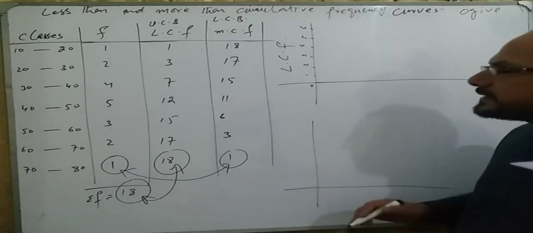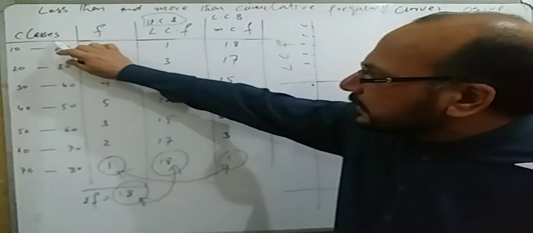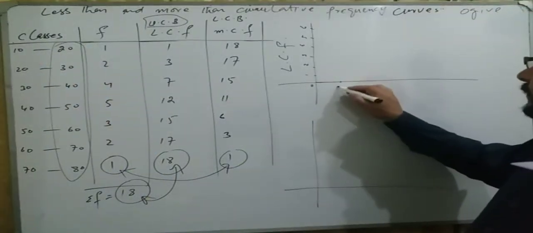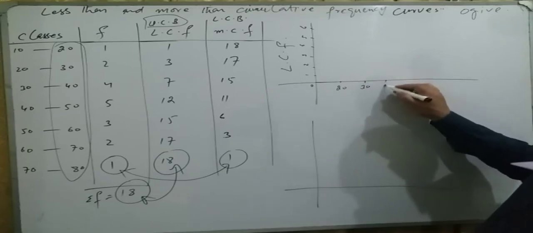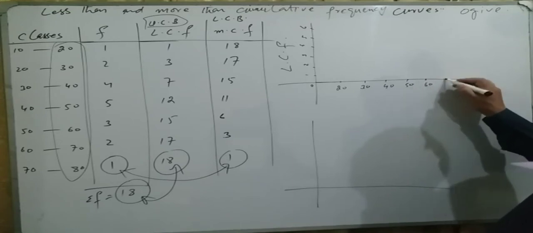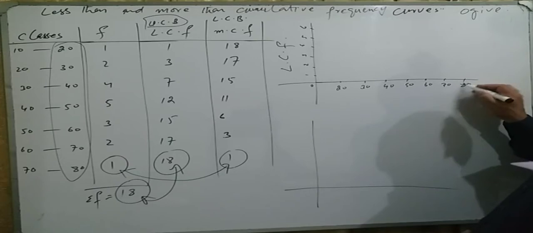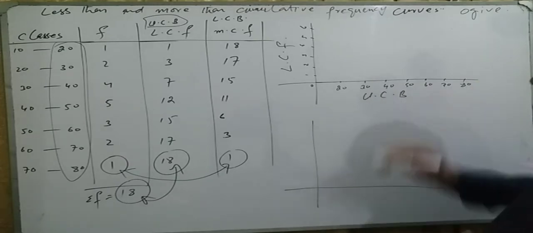And on the x-axis we will take what? The upper class boundaries. These are the upper class boundaries. So start from 20, 30, then 40, then 50, then 60, then 70 and 80. Here you should write upper class boundaries.